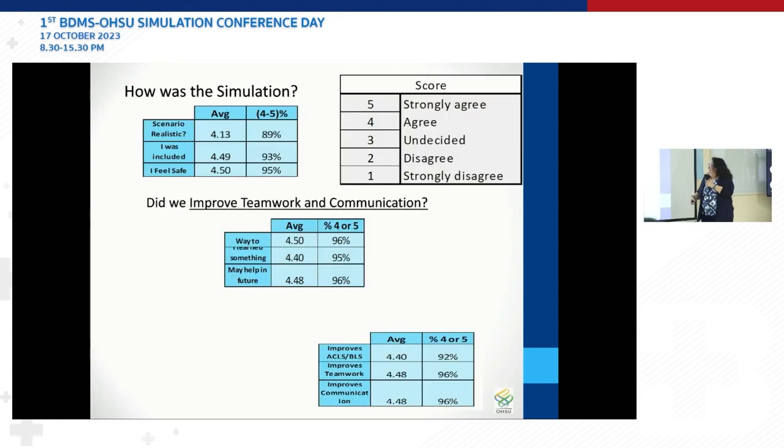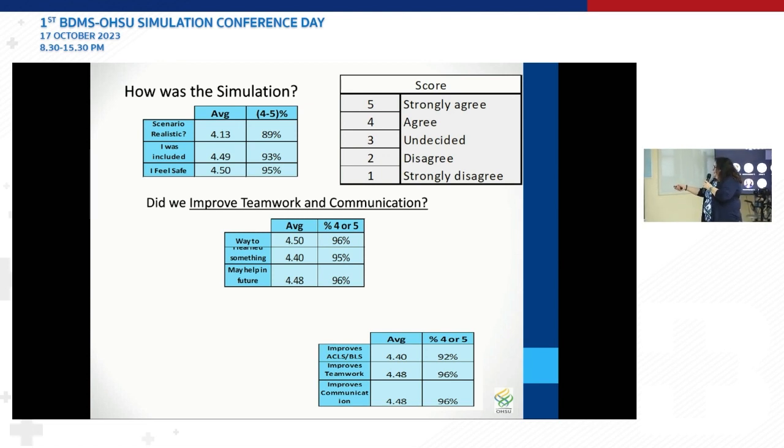Next slide. And so you can see here, how was the simulation? Was it realistic, right? On a scale of 1 to 5, I was included. I feel safe. Remember how we talked about psychological safety? If you don't feel safe, the learning is not going to be there. And we really prize this. When we do the debriefs, we close the door and we say what happens in SCIT stays here. The details stay here, but the learnings go out, right? That's what we do.